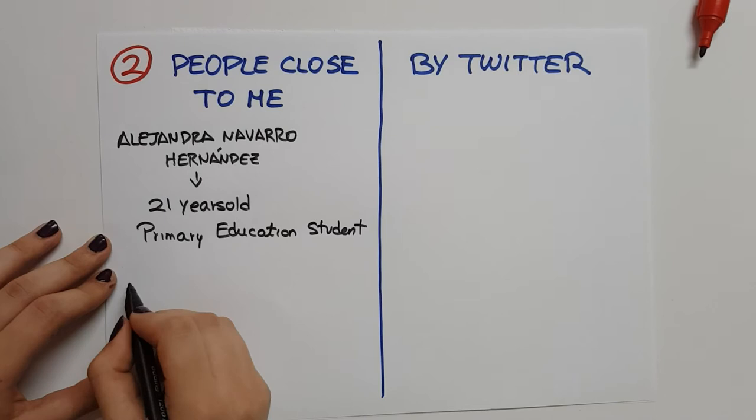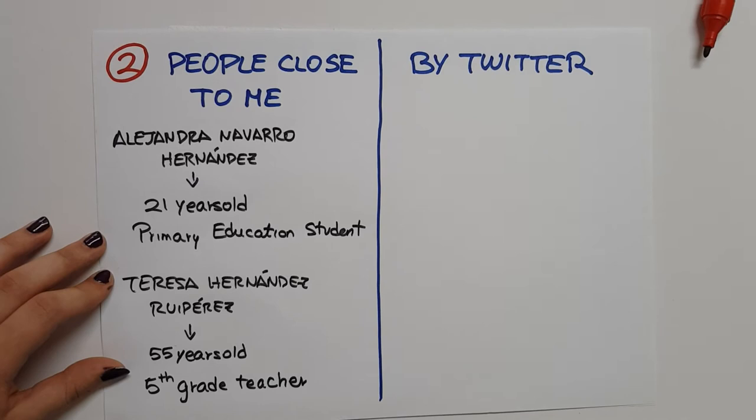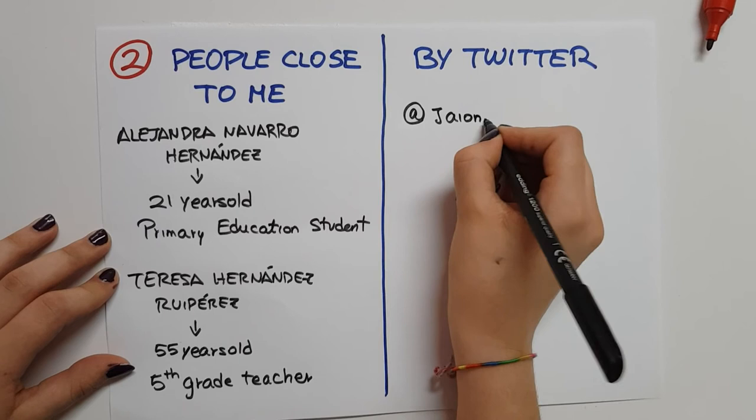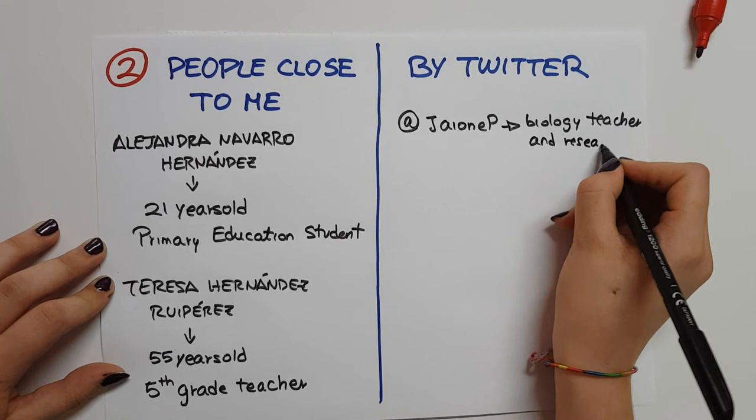Teresa Hernández Ruiz Pérez is a 5th grade teacher from the school Nuestra Señora de Los Ángeles and she could help me to develop the competencies of the activity and to give me an academical point of view. From Twitter, I have chosen Janoine, a teacher of biology and a researcher that could help me to develop my TIDA because she can help me to look for more accurate information about the different living being kingdoms.